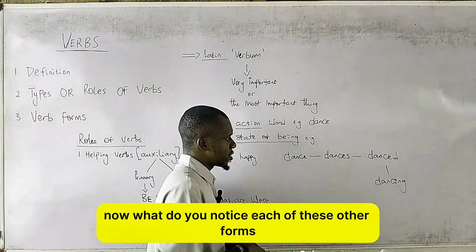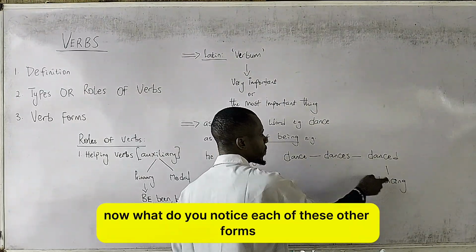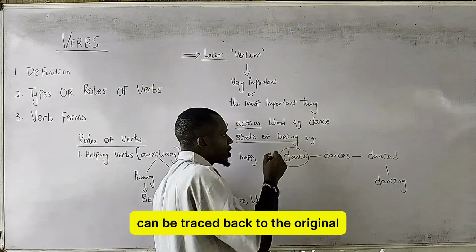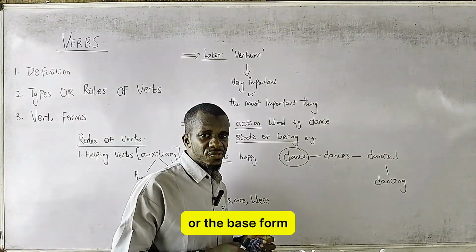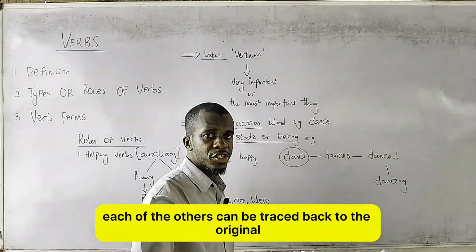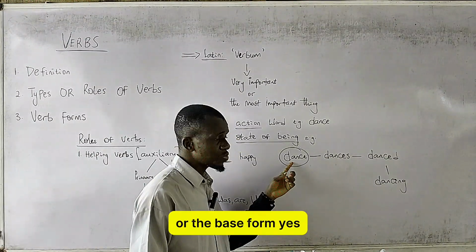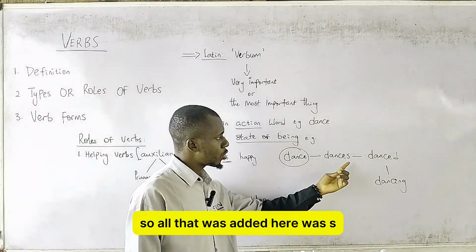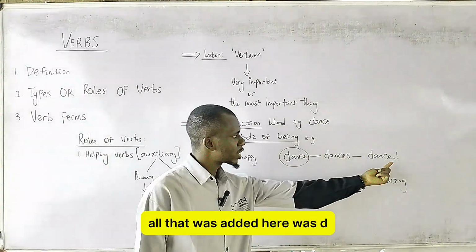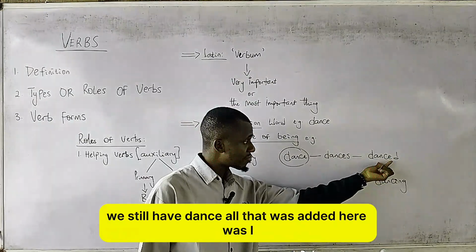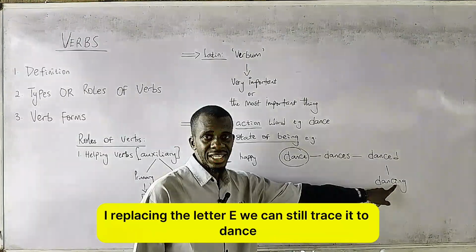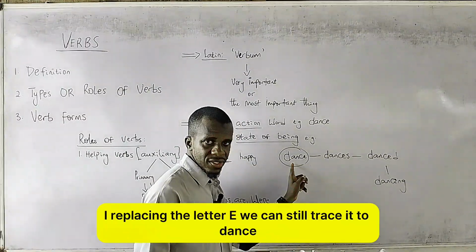Now what do you notice? Each of these other forms can be traced back to the original or the base form. You see that? So all that was added here was S. We can still see dance. All that was added here was D. We still have dance. All that was added here was ing, replacing the letter E. We can still trace it to dance.